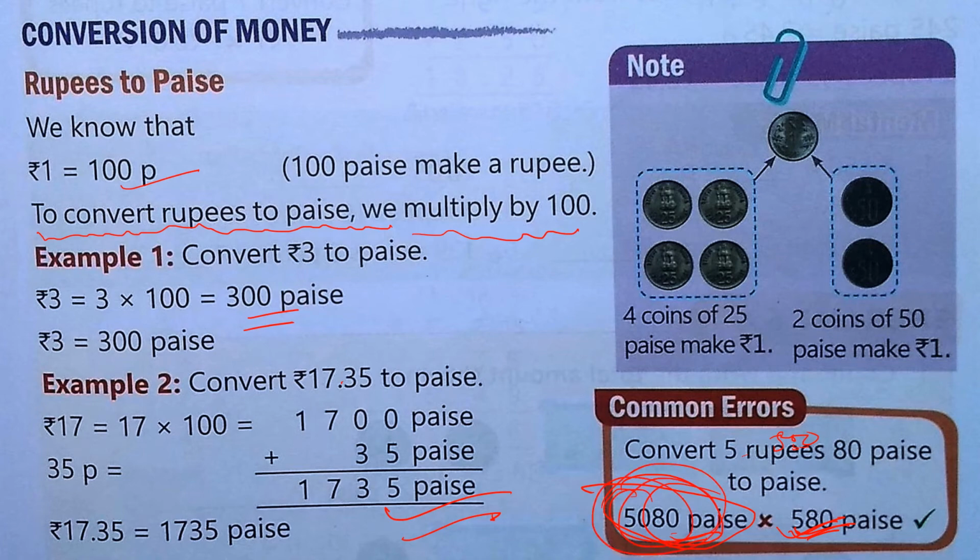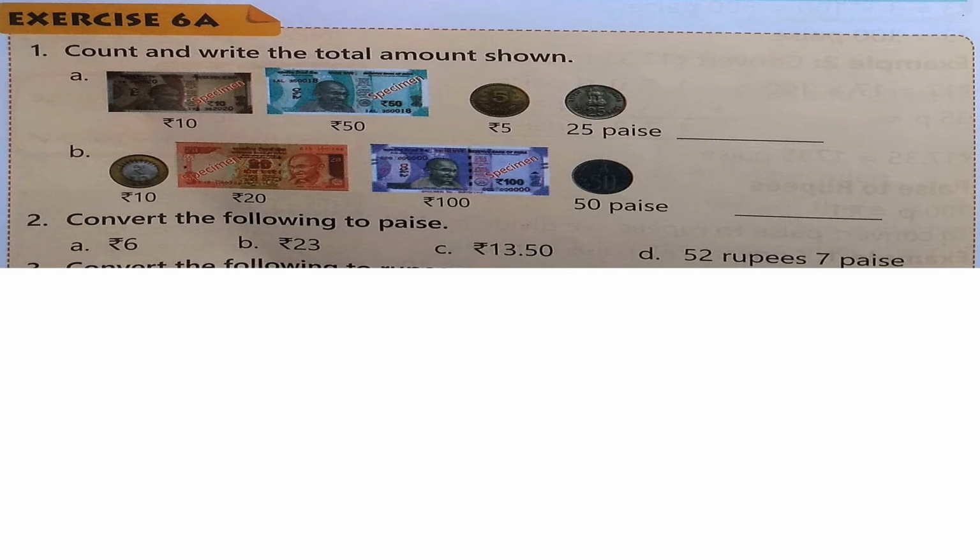Okay. Now count and write the total amount as shown. Count and write means we have to count here. So this is 10 rupees, 50 rupees and 5 rupees and 25 pies. First we will add these rupees. 10 plus 50 is 60, 60 plus 5 is 65. So 65 rupees and point 25, because only 25 pies is there.